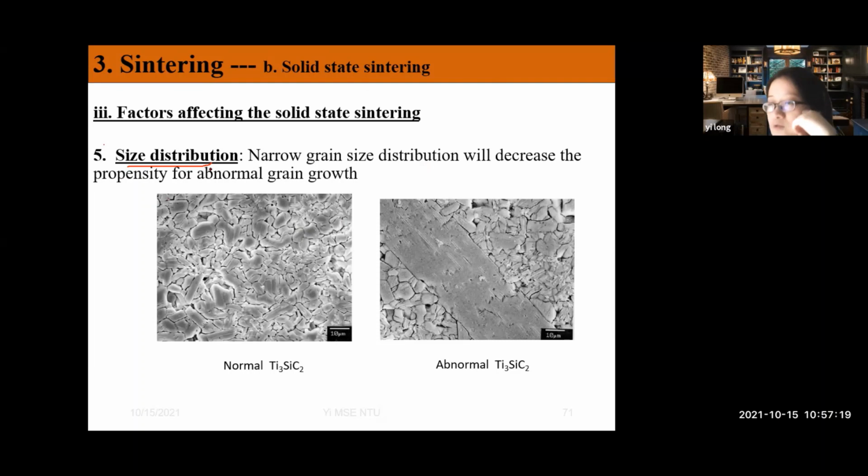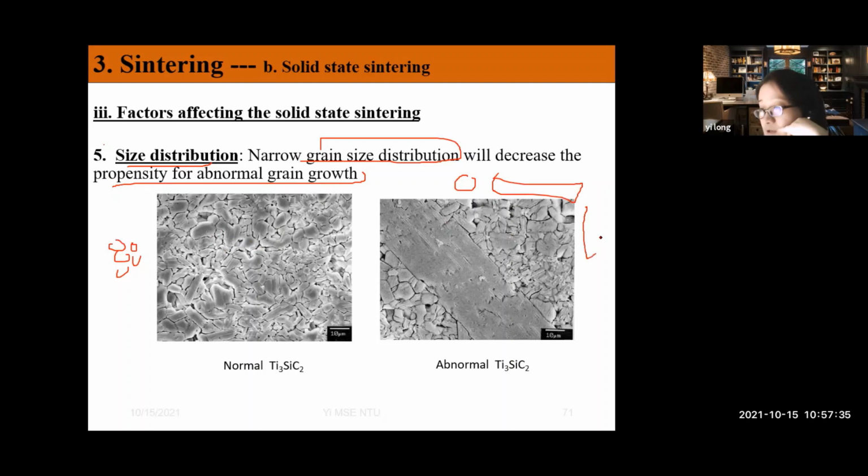So for the size distribution, if you have a narrow grain size distribution, it will decrease the propensity for abnormal grain growth. So for example, for this case, maybe you start with particles at the very beginning roughly the same. But for this case, maybe some particles are like this, some particles are like this, some like this. So everywhere is different. So in the end, you will have some very odd growth, which we call abnormal grain growth. Okay, so again, the principle behind it is also more common sense, right? If you want a uniform, dense structure after sintering, please prepare everything before sintering to be more uniform, more dense. Okay, so that is number 5.